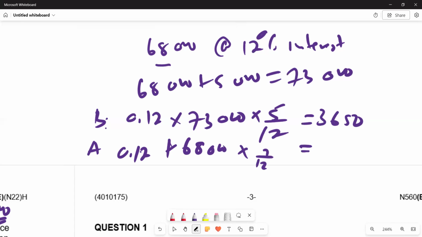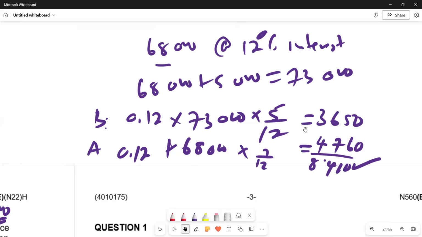And we're going to get 4,760. So this is the interest after reduction. So we get the two, you're supposed to get your 8,410. So this is the total interest that you are supposed to show in the income statement.